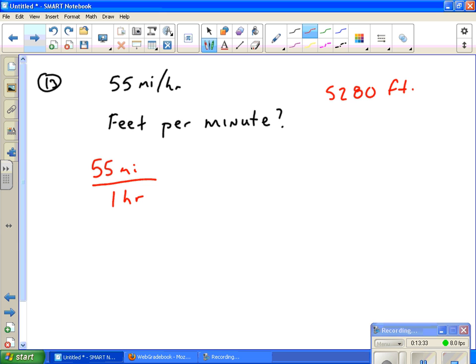If you want to go from miles to feet, you want to multiply by something over miles, because there's miles at the top and miles at the bottom. So how many feet are in a mile? 5,280 feet. We're not just going from miles to feet, we're going from hours to minutes. So you want to make sure you have hours at the bottom right here. You want to put 1 hour at the top right here. And then how many minutes are in 1 hour? 60 minutes.